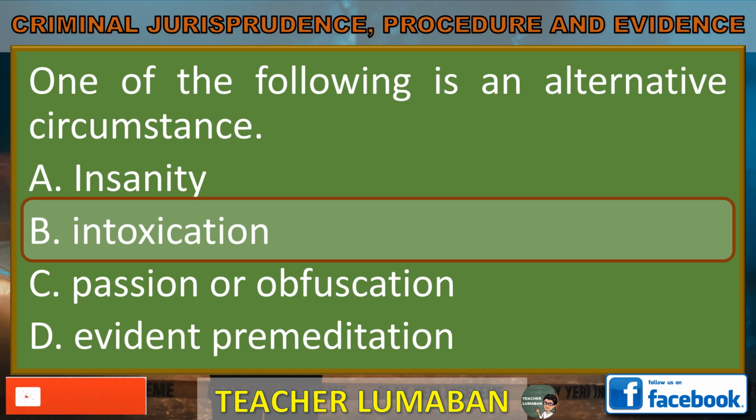Intoxication is an alternative circumstance because it can either increase or decrease the culpability of the offender. If the intoxication is voluntary and intentional, it can be considered an aggravating circumstance because it shows that the offender was not in control of their actions and was therefore more likely to commit a crime.